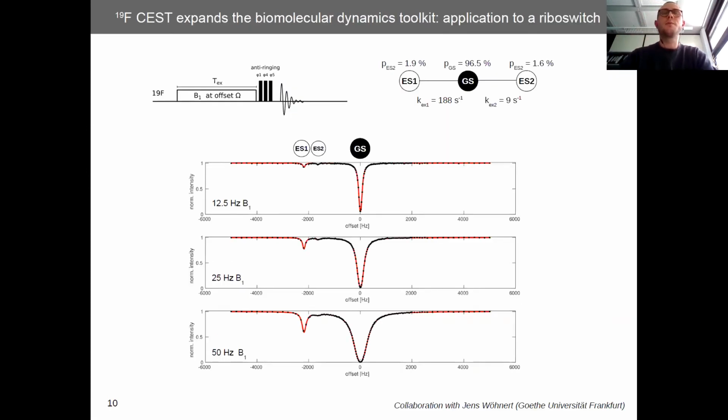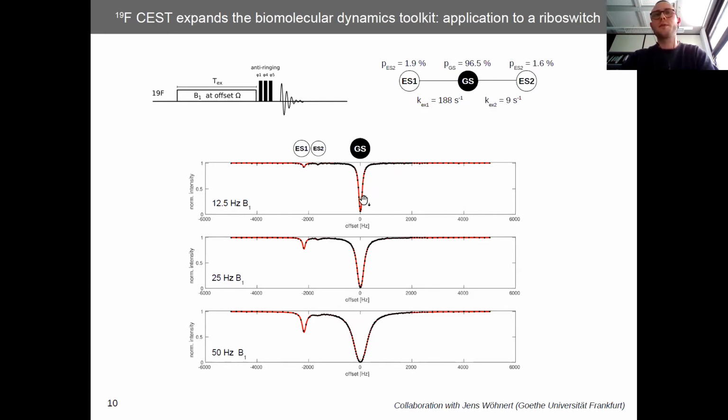Last but not least, I want to show you some unpublished data from a new RNA system that we now work on. It's in collaboration with Jens Wöhnert from Frankfurt University and Jenny Vögele. And this is a riboswitch, a fluorinated riboswitch. And here we chose to do a simple test experiment. This is really like the simplest experiment you can do. You just apply a B1 field at an offset omega and then do the A-ring sequence. And then you just plot the intensity of the peak of interest against the offset.